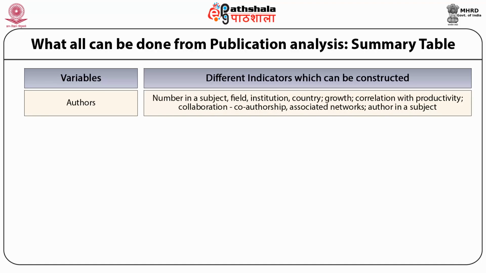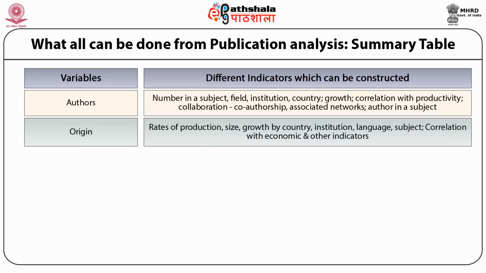Number in a subject field, institution, country, growth, correlation with productivity, collaboration, co-authorship, associated networks, author in a subject. When we take origin as a variable, we can capture rates of production, size, growth by country, institution, language, subject, correlation with economic and other indicators.